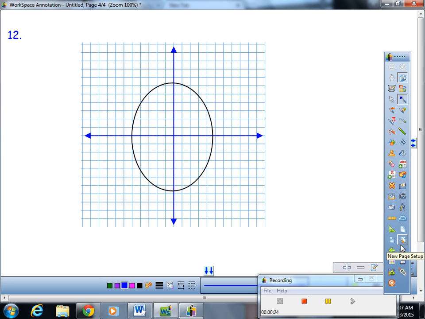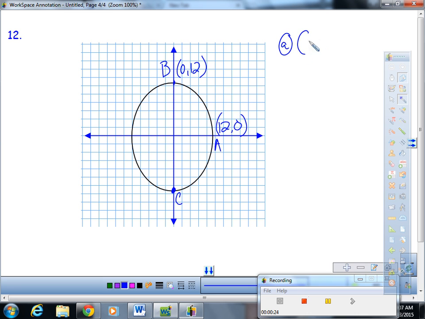Number 12, find the coordinates of point C. Well, here's point C. A is 12, 0. And B is obviously then 0, 12. All right, so part A is pretty easy. C is 0, negative 12.